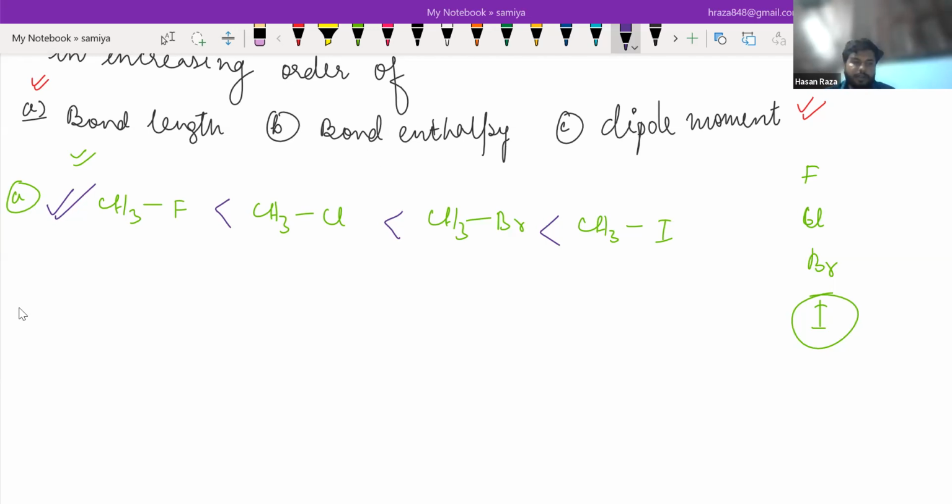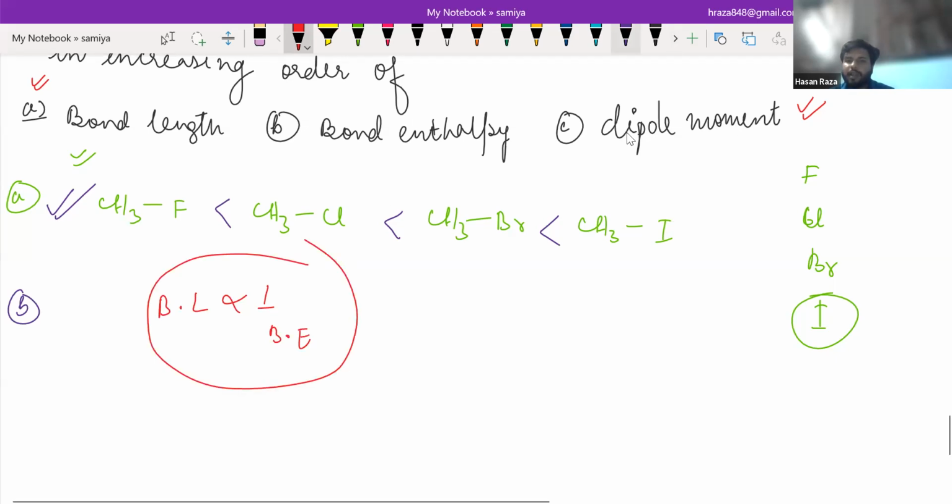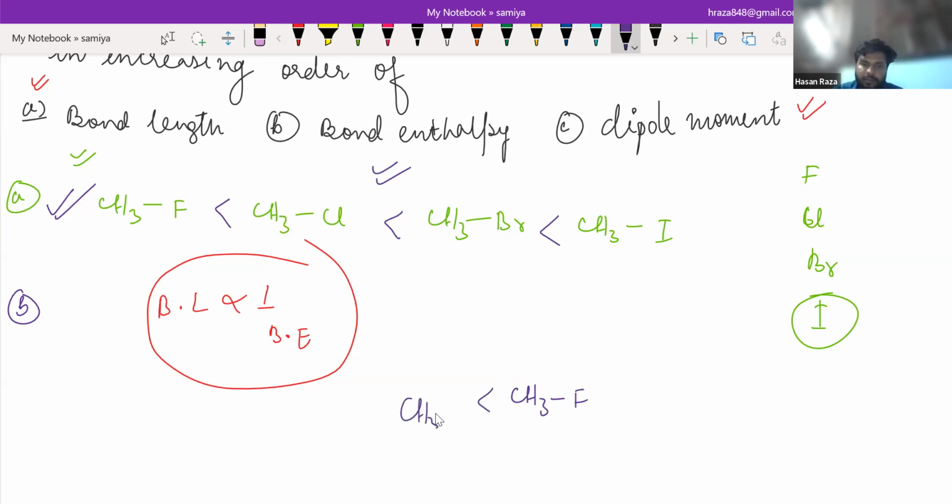Okay. Now see the second one, bond enthalpy. Always remember that bond length is inversely proportional to bond enthalpy. The one with the shortest bond length will generally have high bond enthalpy. So it will be CH3F, then CH3Cl, then CH3Br, then CH3I. This will be your answer. Are you getting my point, Darshan? Please write it.